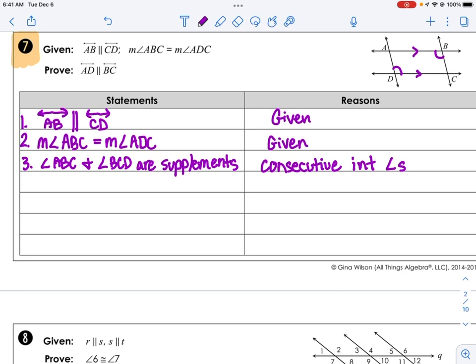All right, let's go ahead and write down the equation that gives us. So if they're supplementary, I know that their measures are going to add up to 180 degrees. And that'd be the definition of supplementary angles.